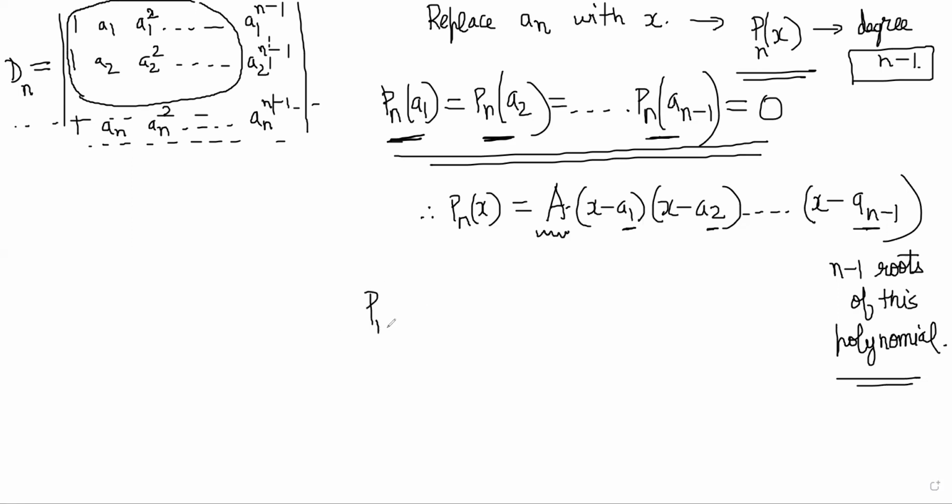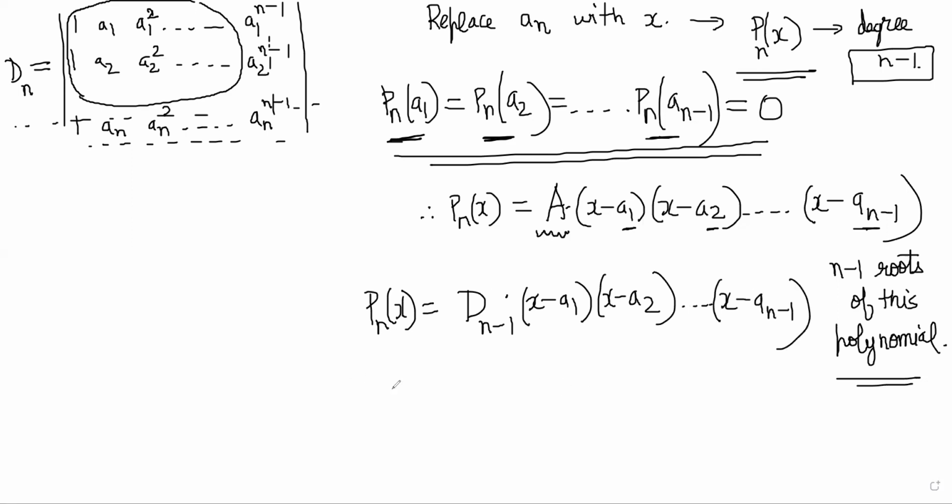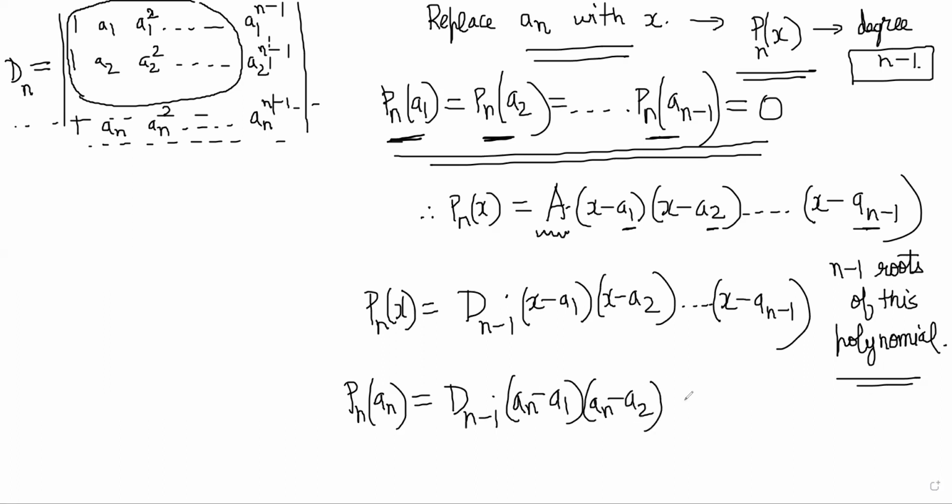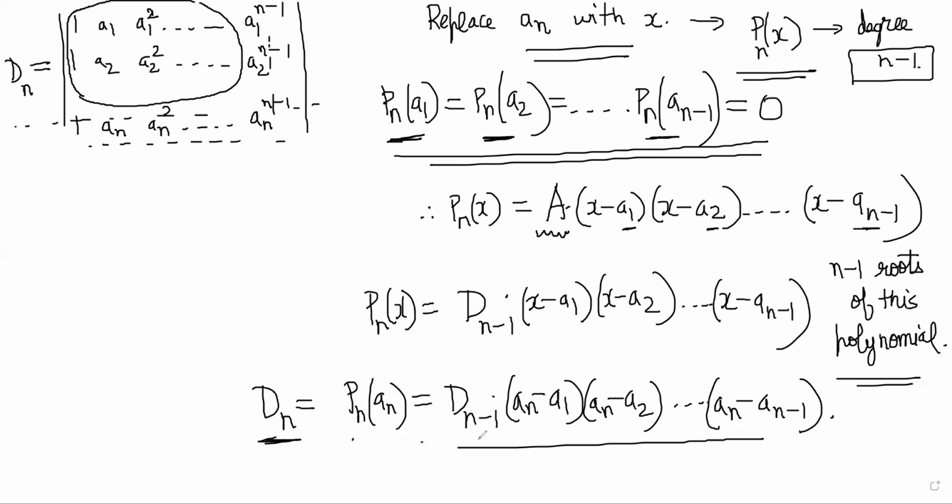So following the same process, you can say Pn(x) is equal to D(n minus 1) times (x minus a1)(x minus a2), and so on till (x minus a(n minus 1)), right? And now I have to replace x with an back into the original equation, and we get Pn(an) equal to D(n minus 1) times (an minus a1)(an minus a2), and so on till (an minus a(n minus 1)), right? And now I have reduced the question to finding a lower determinant. This is your Dn, right? Dn is equal to D(n minus 1) multiplied by this stuff, right?